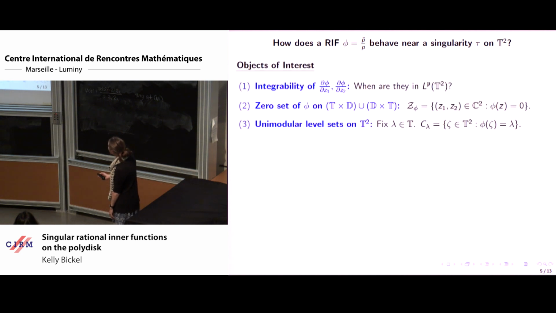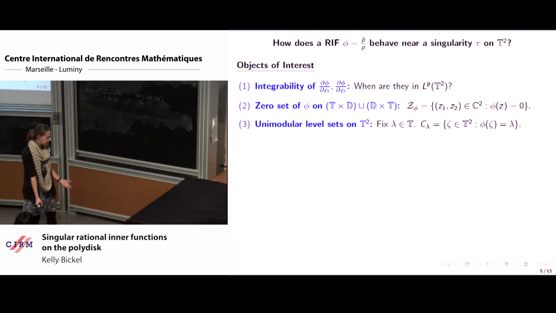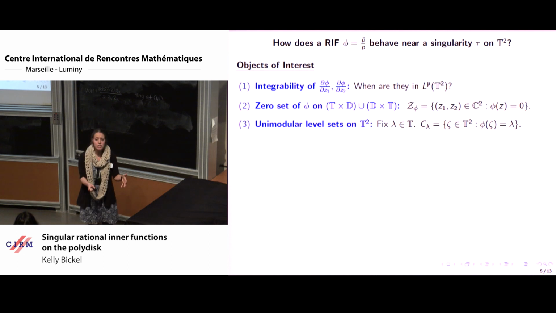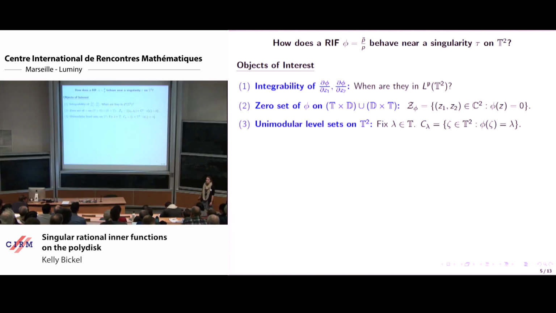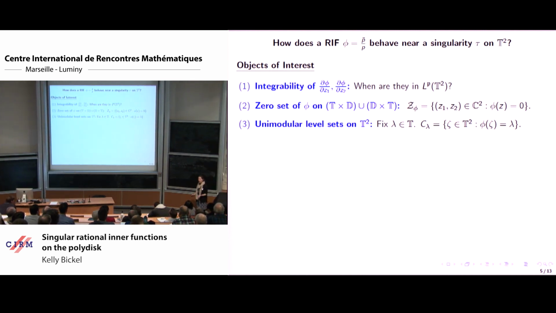All right, so the main objects that we ended up being quite interested in were first the behavior of the partial derivatives of our rational inner functions. In particular, if a rational inner function has a singularity, the partial derivative is automatically going to be unbounded. And so we can't really ask how big the partial derivatives get in the sense of modulus, but instead we started to ask what integrability class the partial derivatives are in, as a measure of how singular our rational inner function is near a singular point.